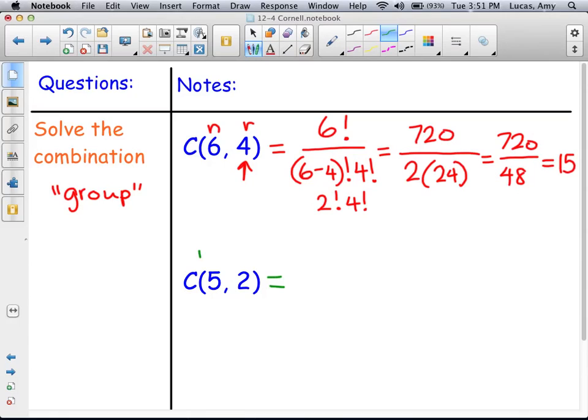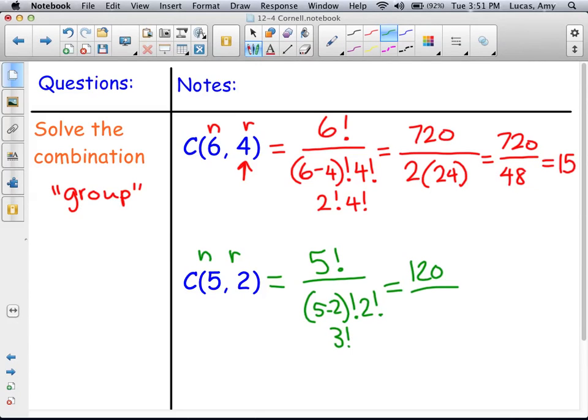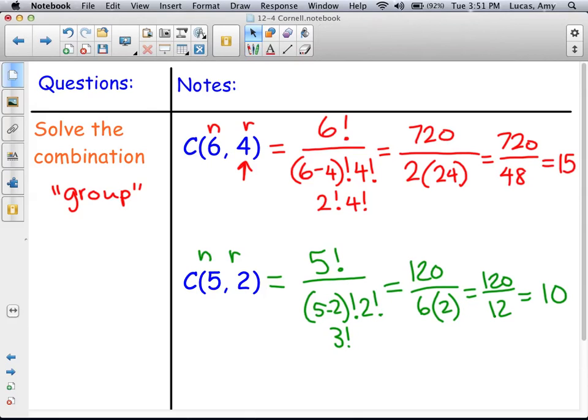One more combination. So this one we'll have 5 factorial, and then 5 minus 2 factorial times 2 factorial. 5 factorial is 120. 3 factorial is 6 times 2 factorial, which is 2. So my denominator is 12. If I divide, I get 10. So there are 10 groups of 2 that you could choose from 5 items.